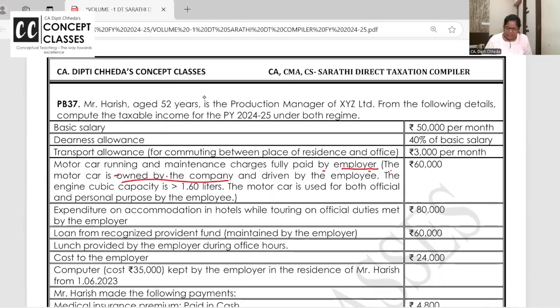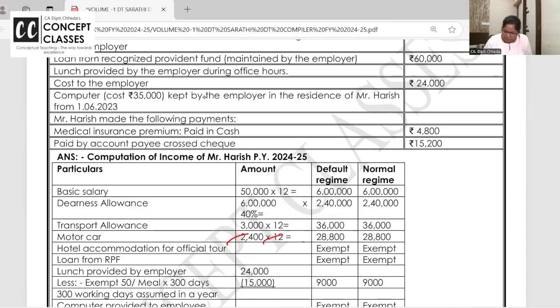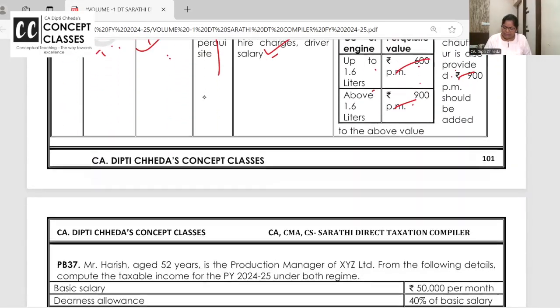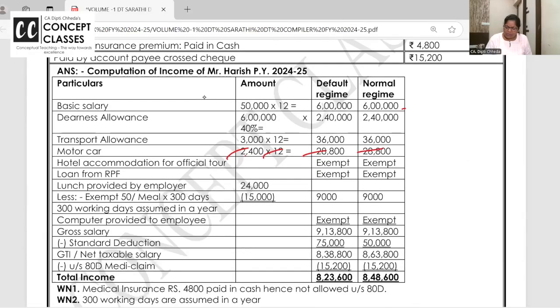So here the CC capacity is more than 1.6. So 2400 per month into 12. 1800 into 12 if it was less than 1.6. Clear? The car is the employer's, the expense is also the employer's, and it is used for both purposes. Other all the things are easy.